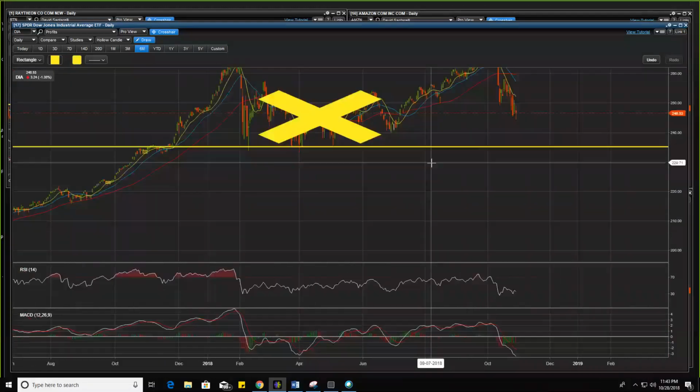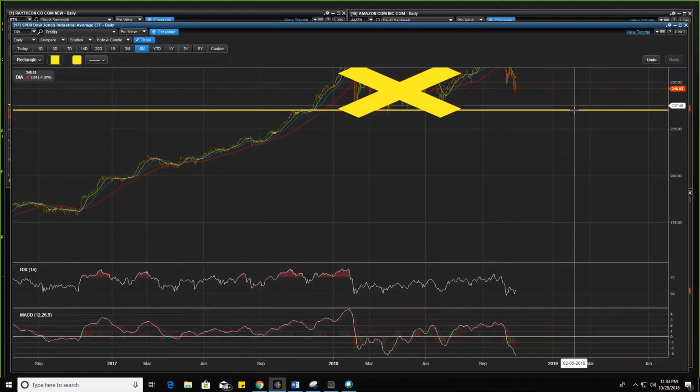Now what we're looking at, guys, like I said, the yellow line is support. So I think the Dow could drop to around 23.5. It drops below 23.5. I do feel we're going to see around 21,000. Right around here. That's our next support area.